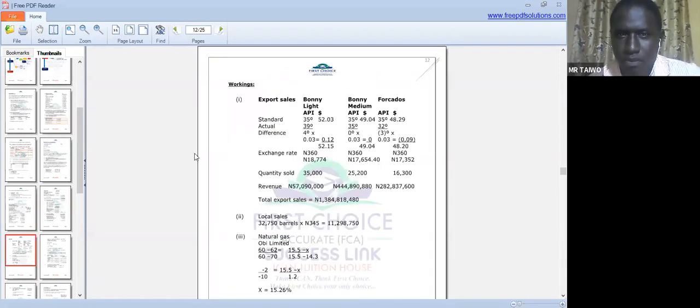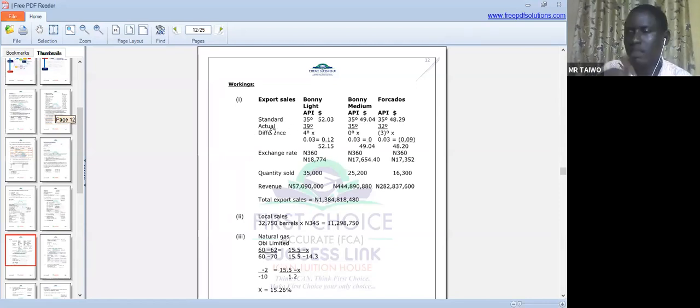Look at it. Export sales, working one. You know we have 3 types of oil based on the question. We have the Bonny Light, we have the Bonny Medium, and we have the Forcados. Now, the standard API for all the 3 oils is 35 degrees. You agree with me? I told you that. At this standard API of 35 degrees, the price at each of the 35 degrees is $52, $49 for Bonny Light, and $40 for Forcados.